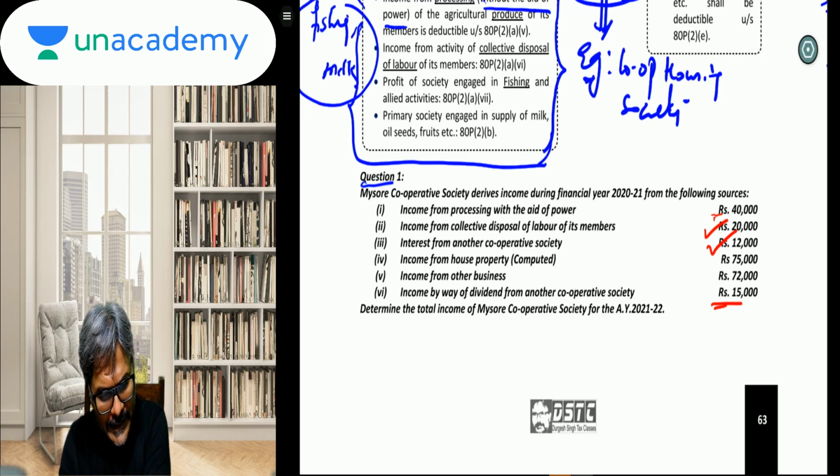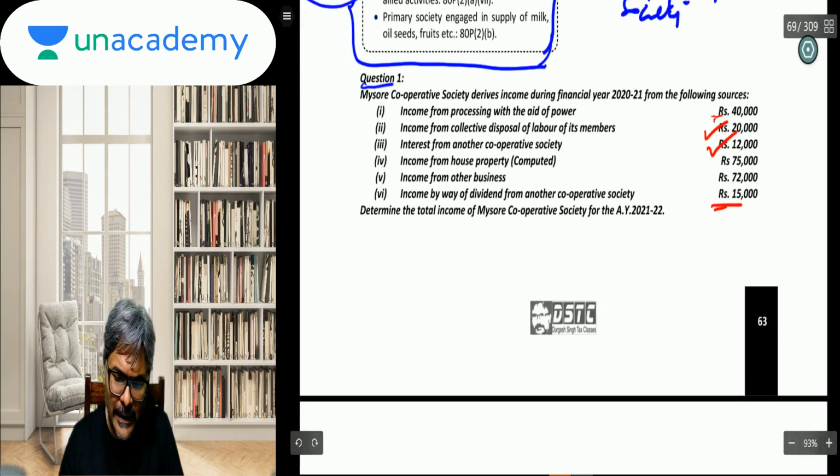Mysore Cooperative Society derives income during the financial year 2021 from the following sources. First is income from processing with the aid of power. Will it qualify for 100%? No. Income from collective disposal of labor? Yes, it will. Interest from another cooperative society? Again, 100%. Income from house property computed? No. It will not qualify for 80P. Income from other business? Again, the answer is no. In any case, this will have a flat 50,000 deduction, students. Income by way of dividend from another cooperative society, again this dividend income also will have a full 80P deduction.